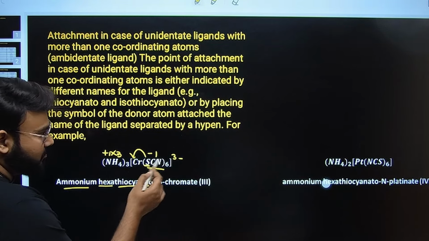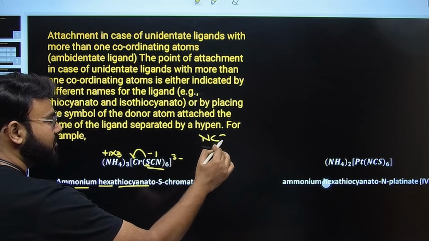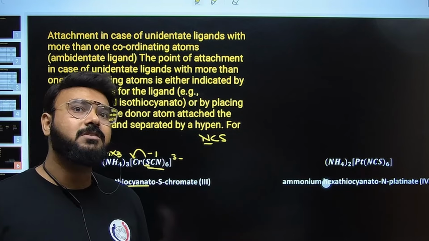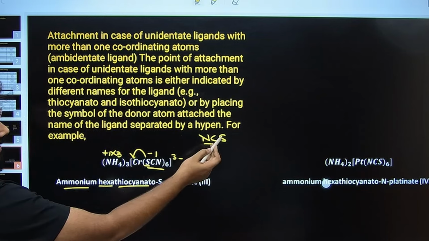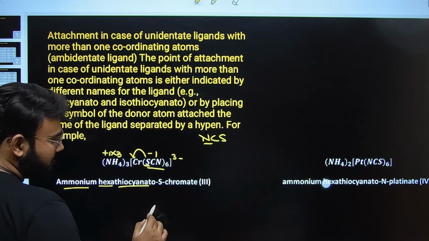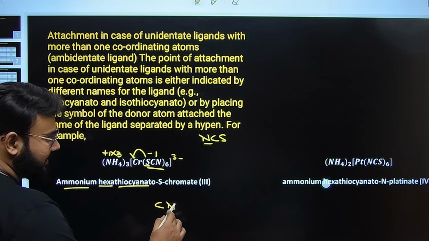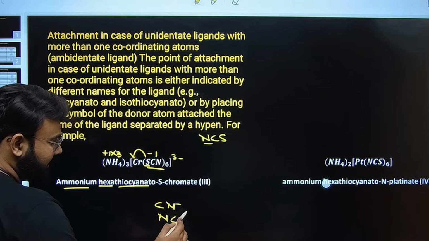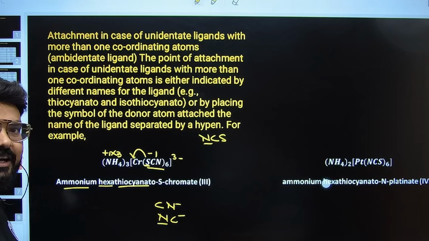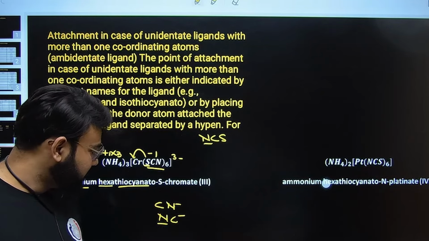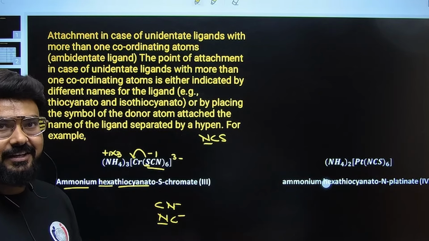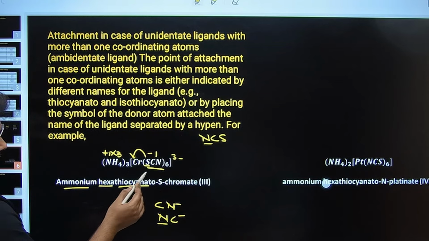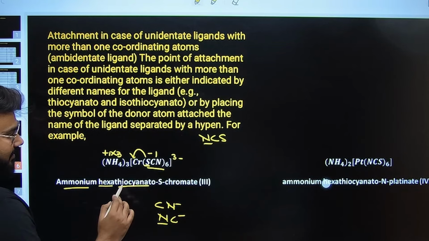When it's nitrogen, NCS, then it's called isothiocyanate. Remember, whenever nitrogen is the donor center, we use the word iso. All right, so it's isothiocyanate. For example, when CN is there, we call it cyanide or cyano. But when it is NC, then nitrogen is the donor center, and we call it isocyanide, isocyanate, or isocyano. Clear? So we were at hexathiocyanato.